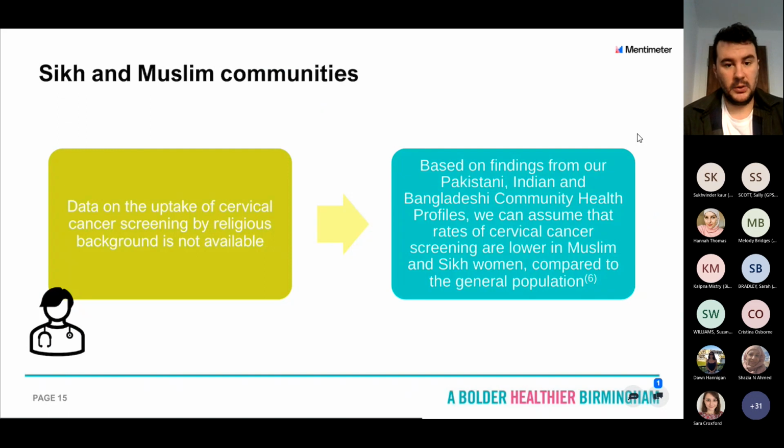The Sikh and Muslim community health profiles, we don't actually have data published for them, and sorry, that's because cervical cancer screening by religious background is not actually available and is not published. However, if we're thinking about Pakistani, Indian, Bangladeshi and Somali community health profiles, we can assume that rates of cervical cancer screening are lower in Muslim and Sikh women and other people with a cervix compared to the general population. Next slide, please.